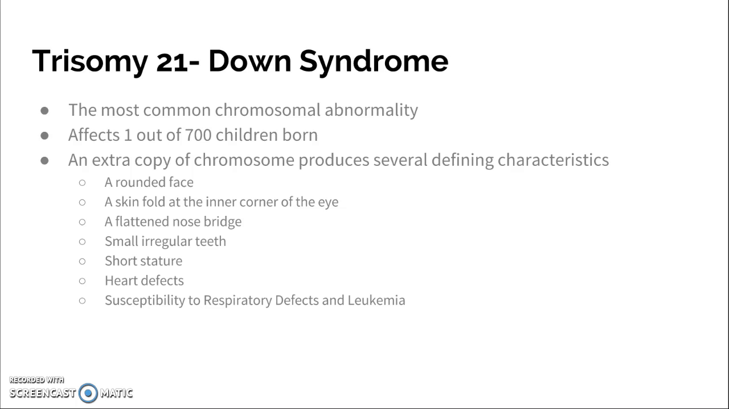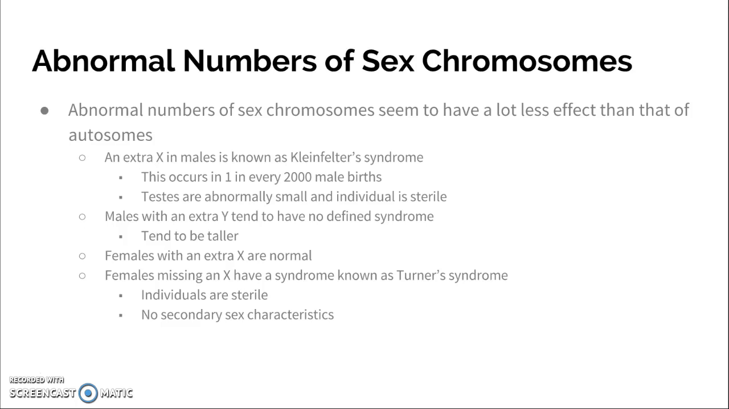Now, we have seen that non-disjunction occurs more in older females. So the older one is when they have children, the more likely they are to have a child with Down syndrome or with other types of non-disjunction disorders. Non-disjunction, like I said, can affect our autosomes or our sex chromosomes. Abnormal numbers of sex chromosomes lead to something totally different than the autosomes. They seem to have a lot less effect on us than abnormal numbers of autosomes, though.